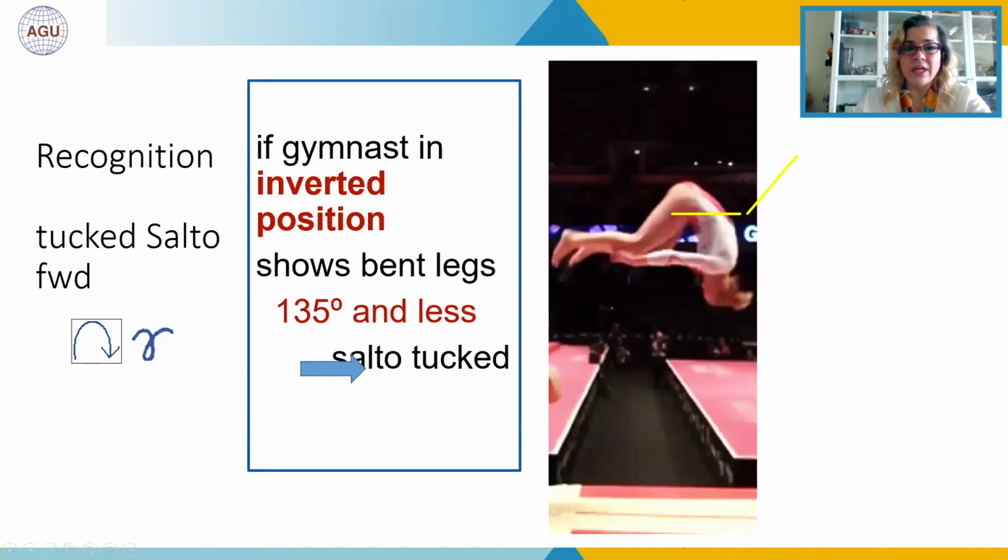Okay. Now, if we talk about the tuck salto here, if the gymnast in inverted position shows bent legs of 135 degrees and less, it means it will be a tucked salto. Let's see an example.